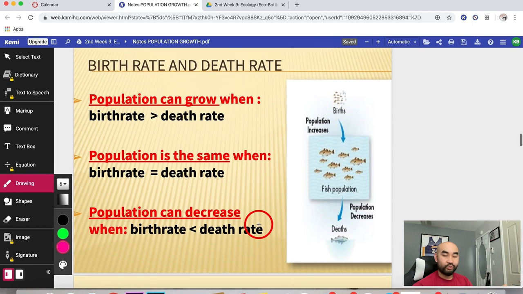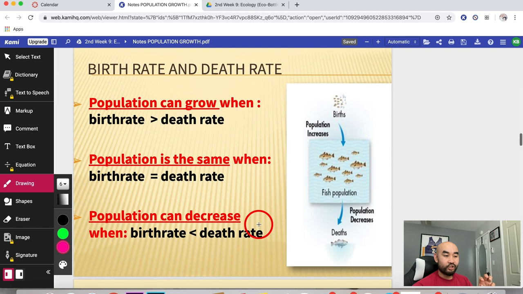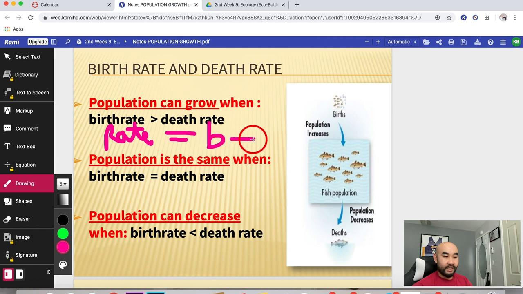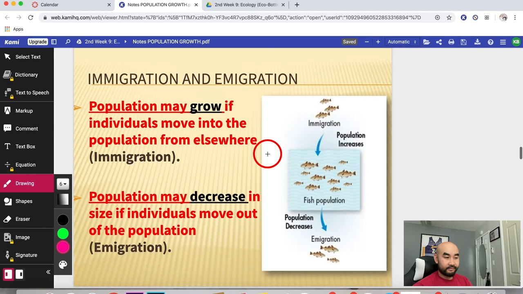But we talk about rate change, right? So population rate depends on the change, depending on birth rate minus death rate, or death rate minus birth rate, and that's the population change. So the population rate or change always equals birth minus death, right? How many being born, how many die? That gives you the rate.